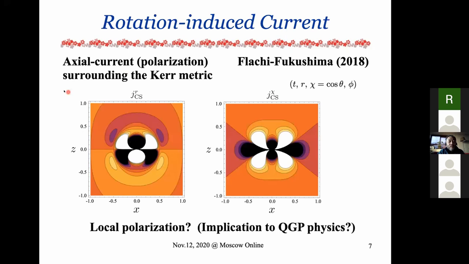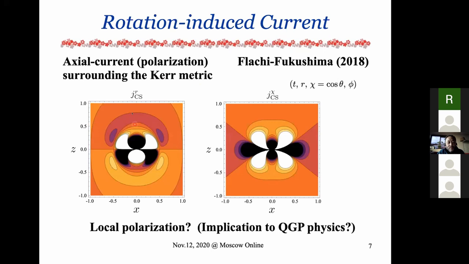Okay, and if you apply this idea using such an expression of a Chern-Simons current, now this can be regarded as a physical current, and then you can use the Kerr metric to compute this current. And then what you have is very interesting. The Kerr metric is actually the black hole with a rotation, so this carries some non-zero angular momentum. And so you can find some interesting feature of the actual current. That is, you see this X, Y, and Z, and Z is the rotation direction. And so you can expect some current along this Z direction.